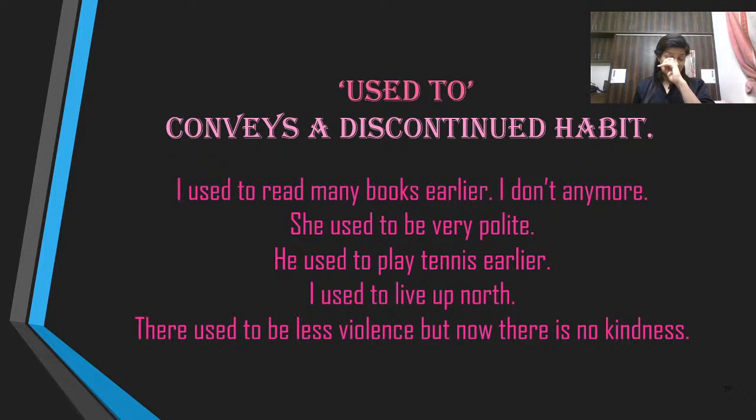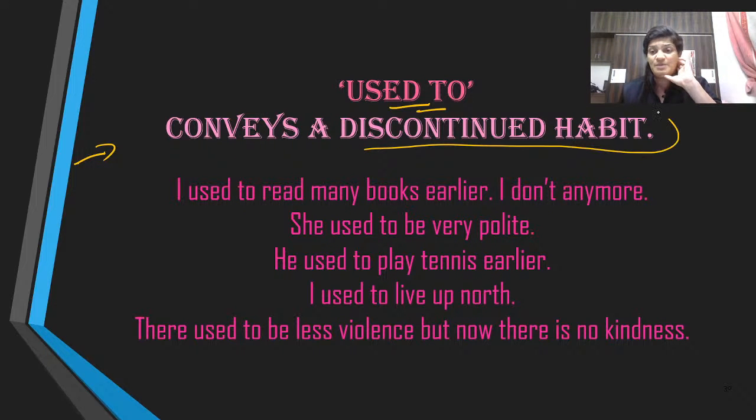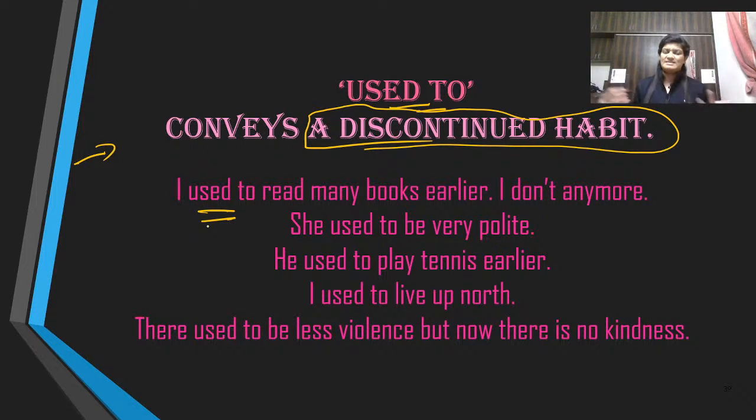Let's talk about "used to," and then we'll be done and we can begin the quiz. The last slide, it's important. "Used to" conveys a discontinued habit. I want all of you to pay attention to this, because I have seen almost everybody using "used to" in a present situation or in an incorrect usage. "Used to" is used to speak about those actions that you did once upon a time, but now you do not do them at all.